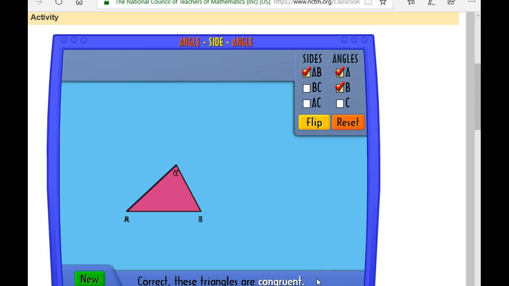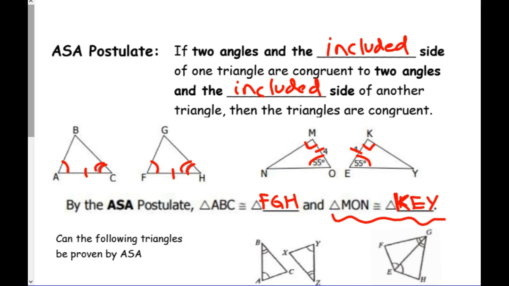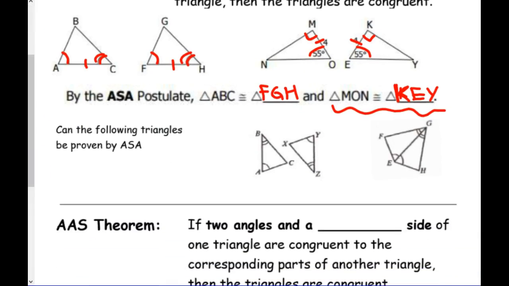Correct. It is. Angle, side, angle works. All right? So ASA is legit. Now, is this first one ASA? Look at it. I see angle. I see angle. Is there a tick mark between it? No. Now, it looks like it. I understand what it looks like. But if it's not labeled, don't assume. So this one is not ASA yet.